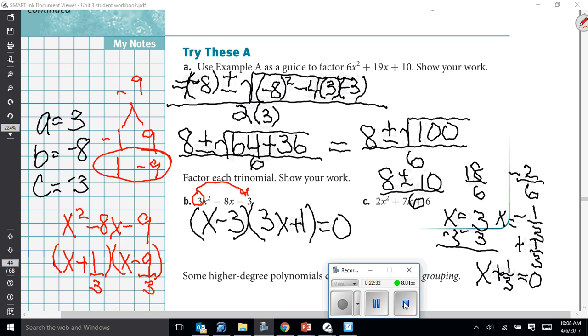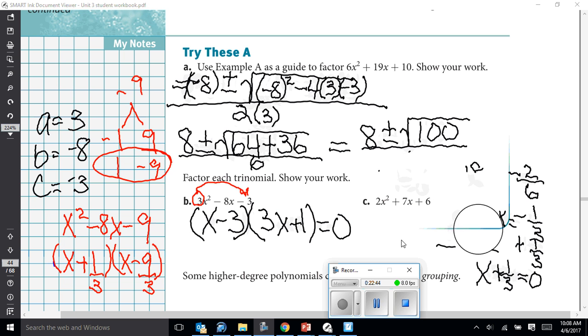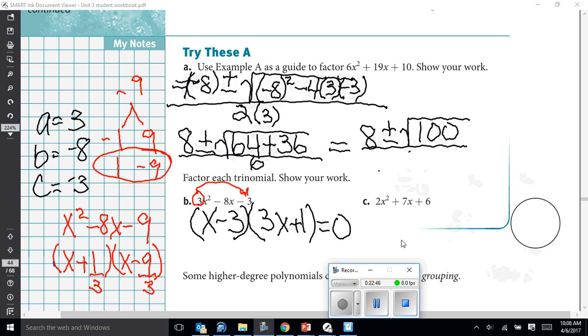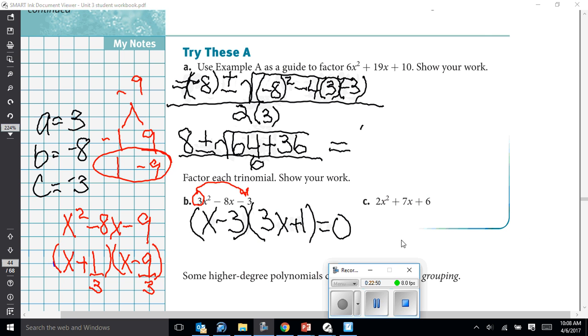All right, you guys have a few minutes left. One more problem. We're going to do the letter C. Unless you want homework. That's your C. So letter C, 2x squared plus 7x plus 6.